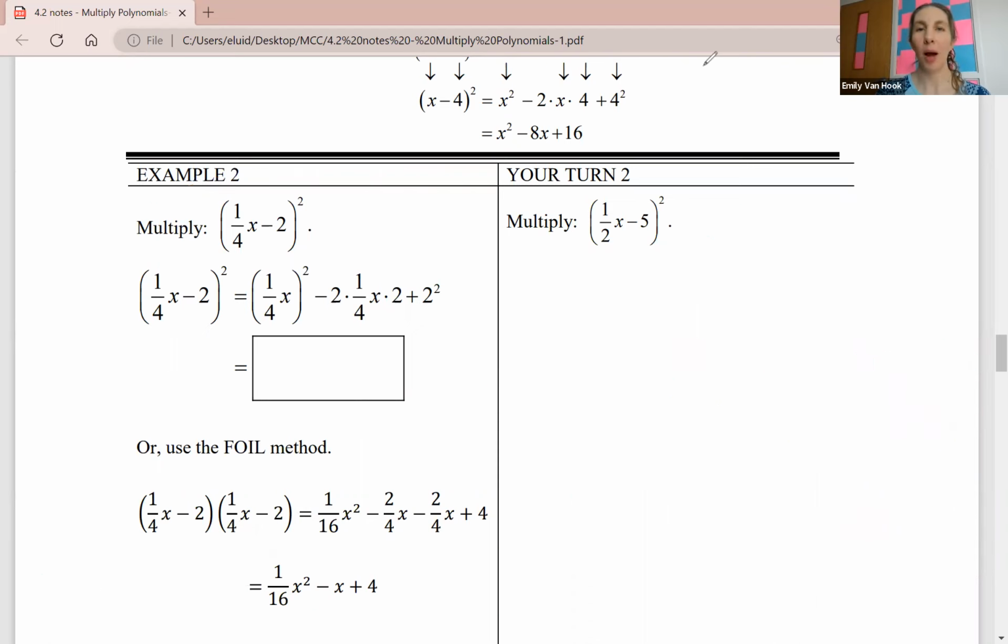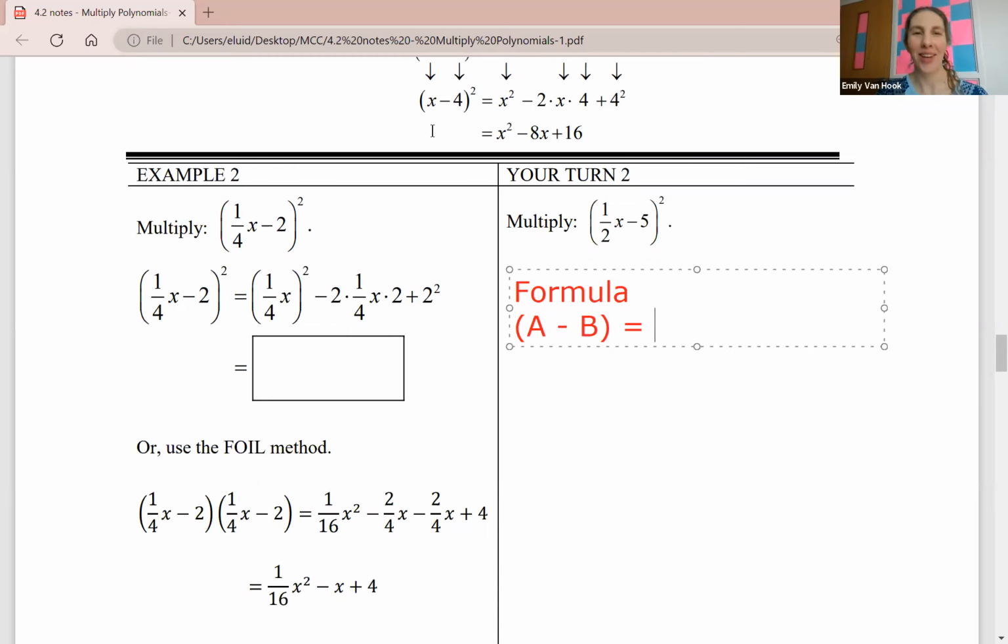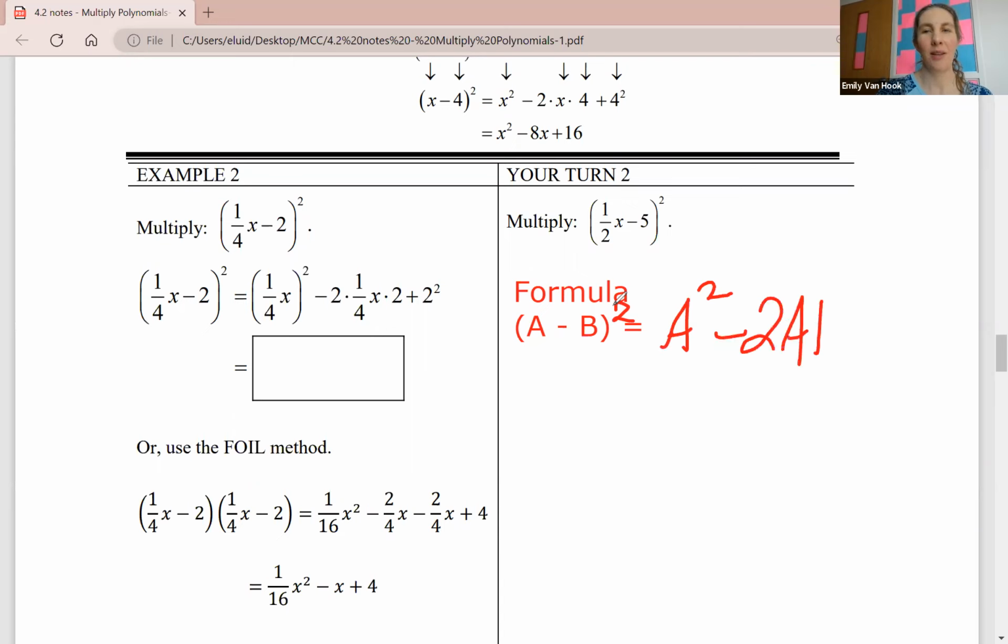Okay, so same problem again using the formula. So a minus b squared equals... it's going to be hard for me to type this because I need to write some exponents. So I'll take it from here. All right. So a minus b squared equals a squared minus 2ab plus b squared. A is the first term, so a is 1/4 x. So there's your a squared right here. 1/4 x is being squared. That turns into 1/16 x squared.